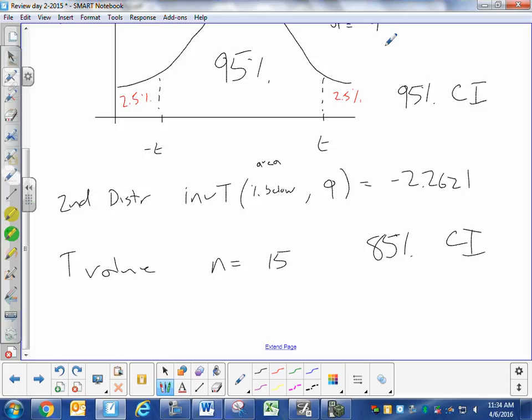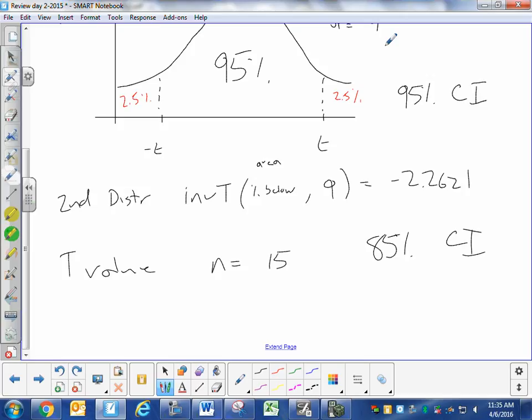If 85% is in the middle, what is in one of the tails? That's what you're trying to find. Oh, this is divided by 2. We do 0.075. Check your answers with a neighbor. We divided by 2, is that what it was? We get our negative 2.26, and then what do we do with that? That's it. That's your t-value.